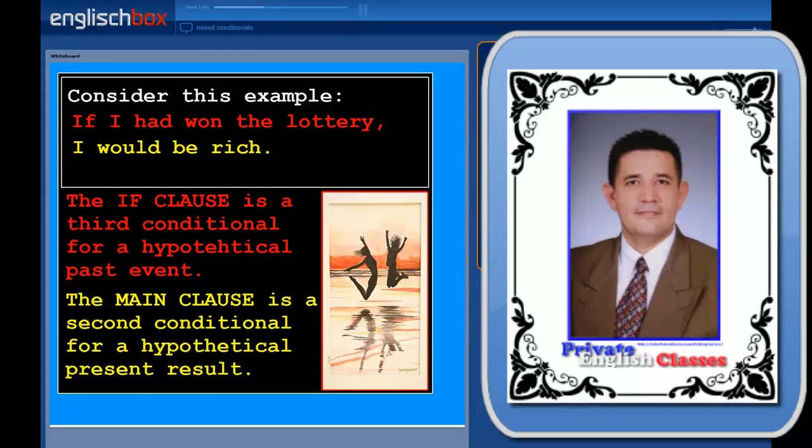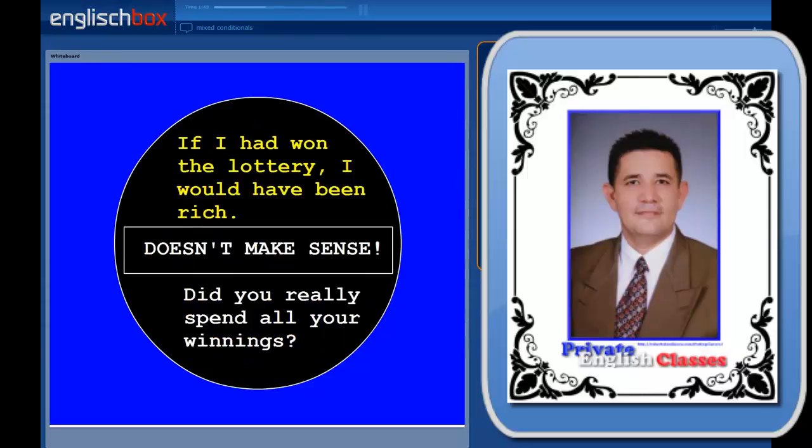Normally, a third conditional would look as follows. If I had won the lottery, I would have been rich. But consider the meaning of this. It doesn't really make sense. It would mean that I had spent all my money. I don't have any money anymore. Both of these events would be past events, even though the second, the result or outcome, is still true now.